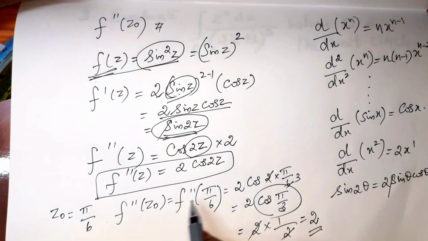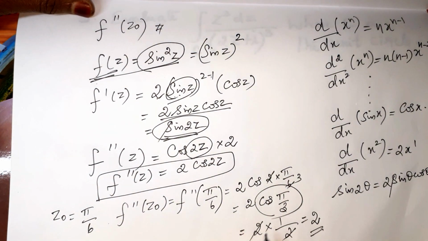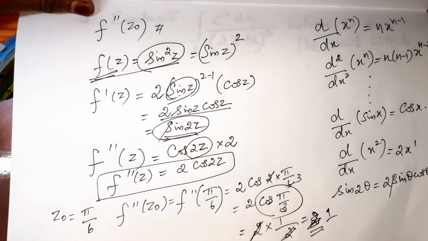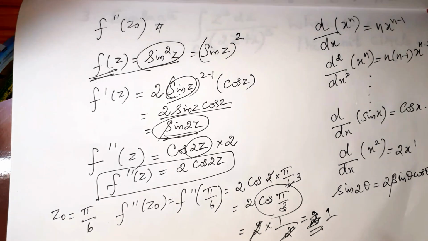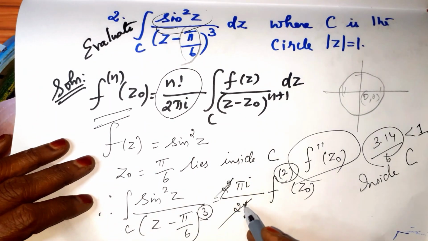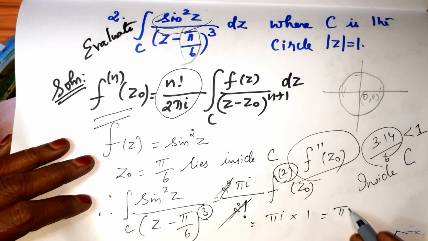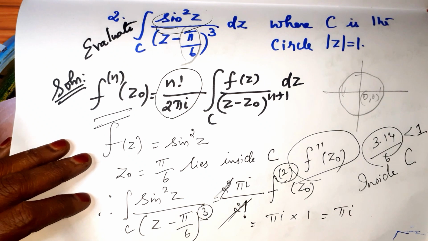And f double dash of pi by 6, we got as... oh, we can cancel this. No, it is not 2, it is 1. Okay, so 2 will get cancelled and f double dash of pi by 6 is equal to 1. That we have to substitute. Already we have cancelled this one. So which is equal to pi I into 1. So the answer for this problem is pi into I. Is it clear?